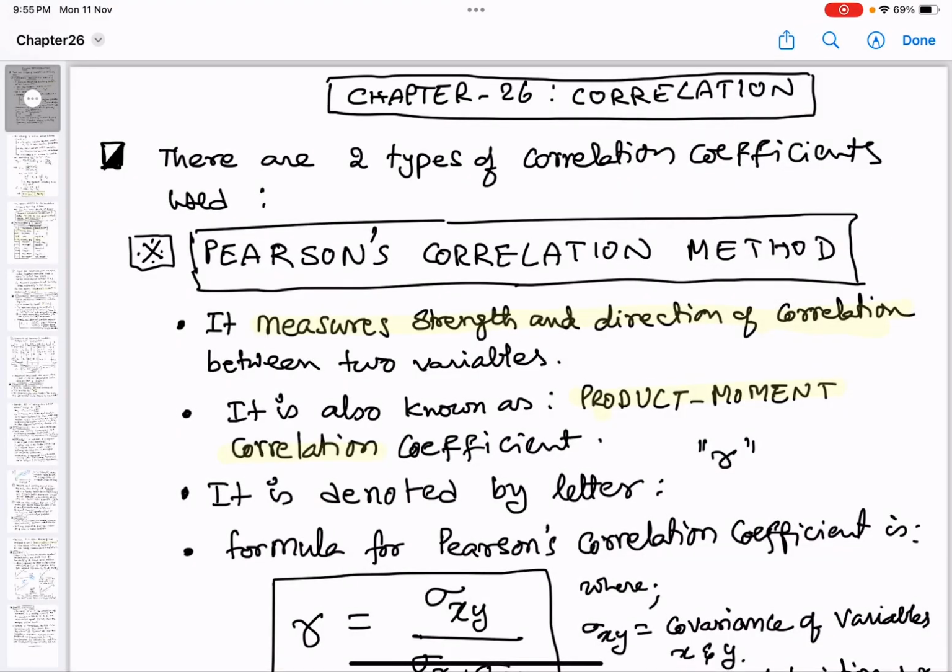Hi everyone, in this video we'll be starting with CMT level 2 chapter number 26, and that is correlation. Before watching this video, make sure to check chapter 25. In case you haven't, I've linked it in the description box below.